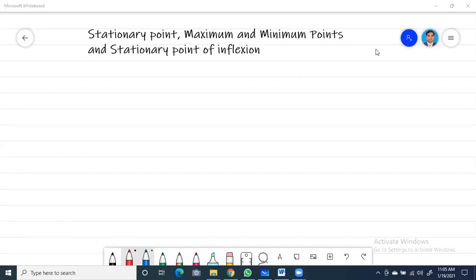We are going to start the new topic, stationary point. In the stationary point, we will discuss maximum and minimum points, and then stationary points of inflection. First of all, we are discussing the stationary point. What is a stationary point?